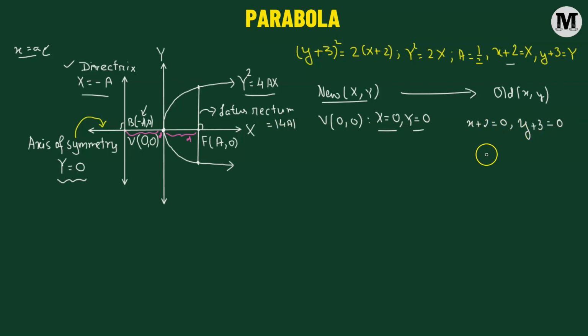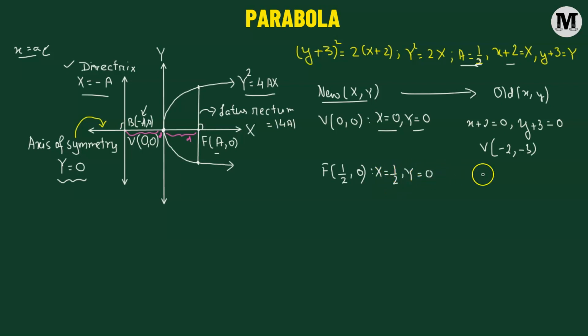So when we solve for x and y, we get the coordinates of the vertex in the old coordinate system. That's going to be negative 2 comma negative 3. Coming to the focus of the parabola, according to the new coordinate system, that's a comma 0. Here a corresponds to the value 1/2. So we have 1/2 comma 0, meaning the value of x equals 1/2 and the value of y equals 0.